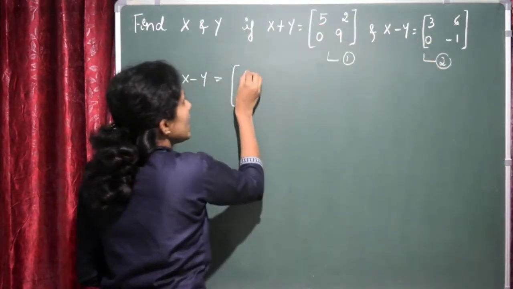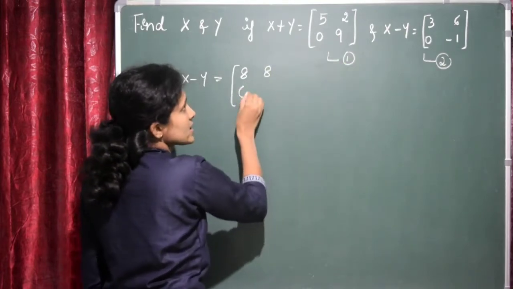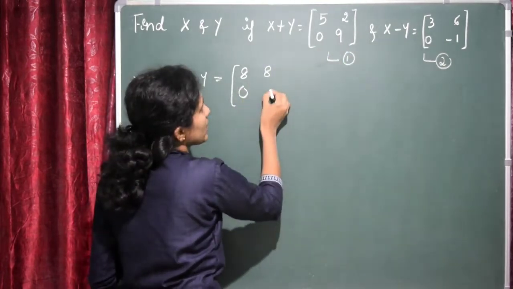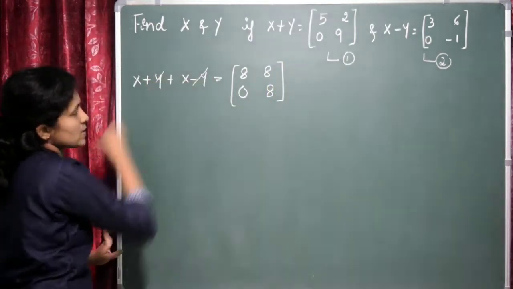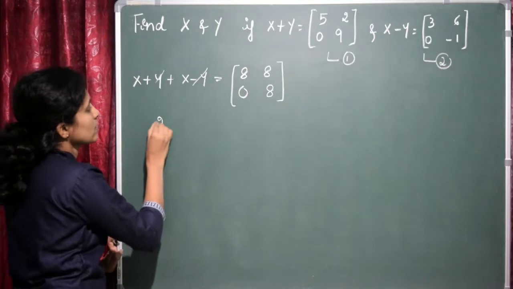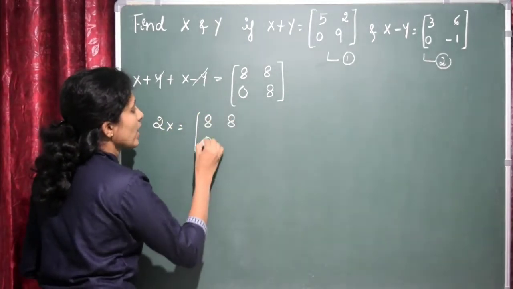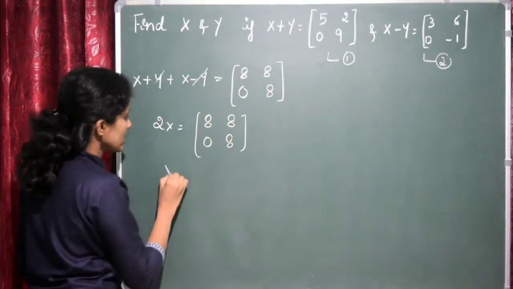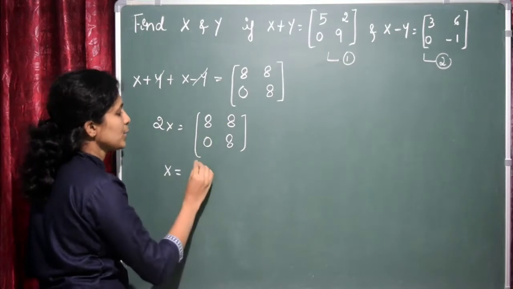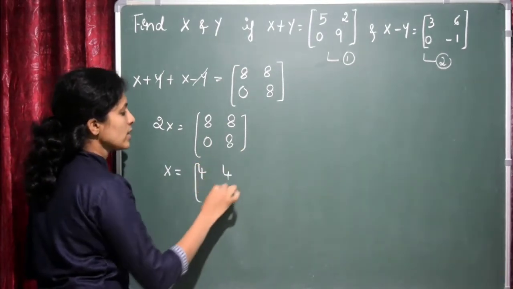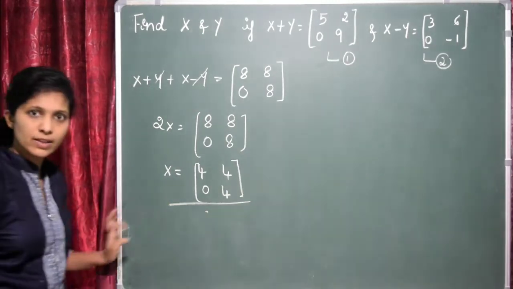5 plus 3 will be 8. 2 plus 6 is 8. 0 plus 0 is 0. 9 minus 1 will be equal to 8. So this is a value. So minus y and plus y will get cancelled. So x plus x will be 2x is equal to 8, 8, 0 and 8. What is the value of x? You have to divide it by 2, right? If you divide by 2, 8 by 2 is 4. 8 by 2 is 4, 0 and 4. This is the value of x. I hope you understood this one, the value of x.